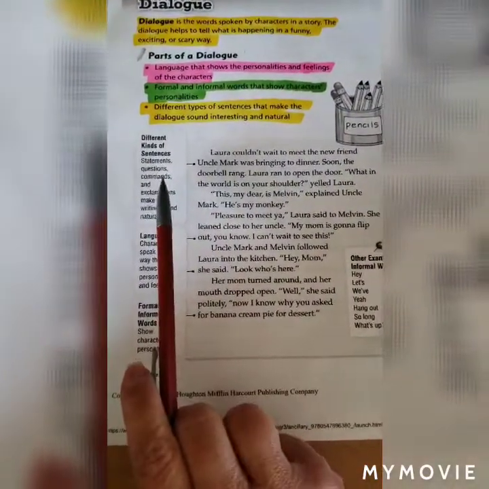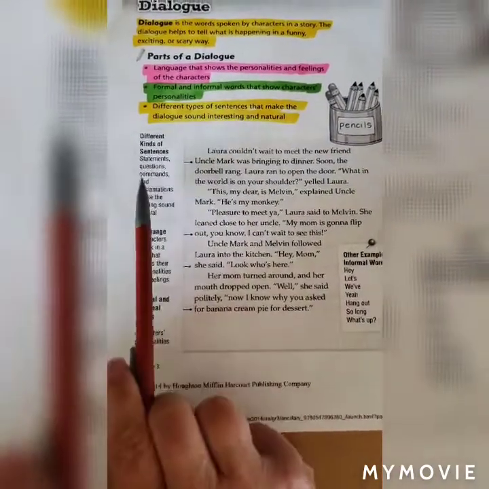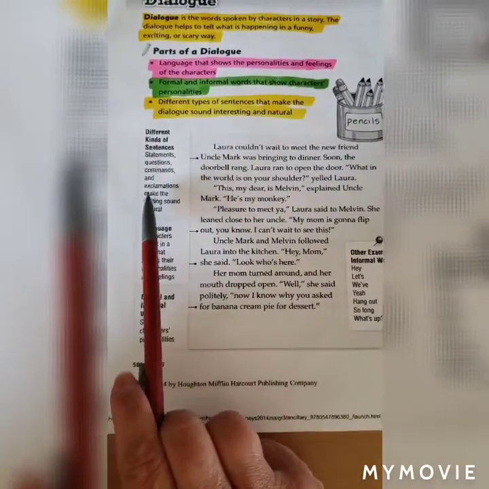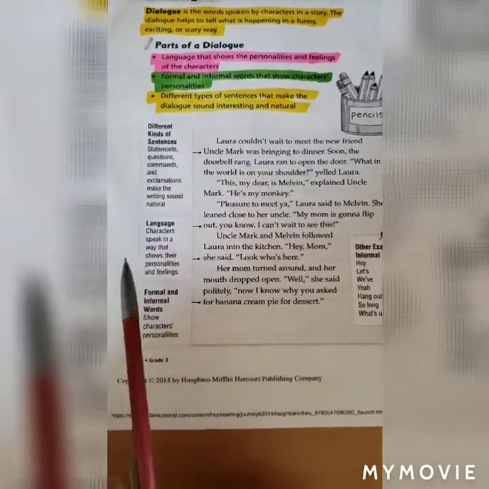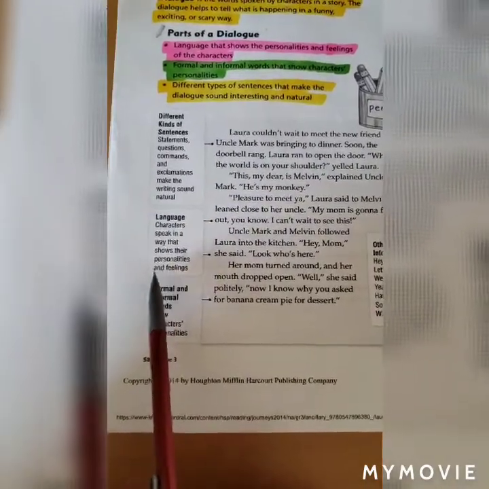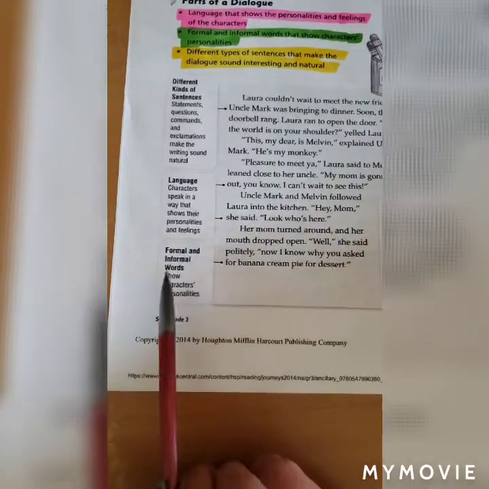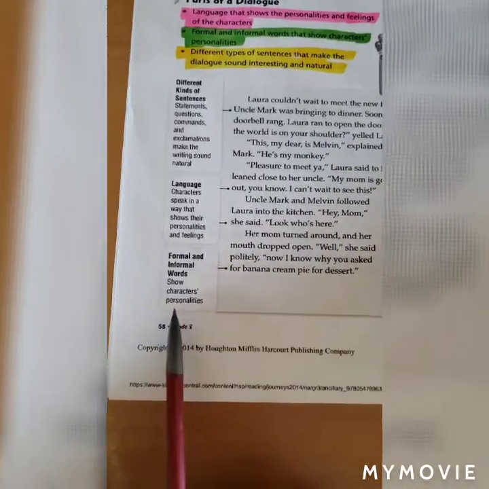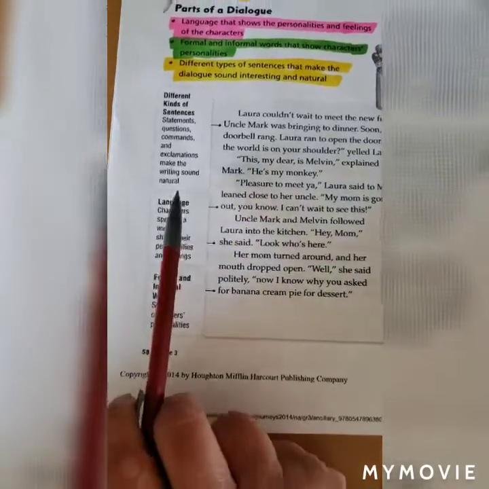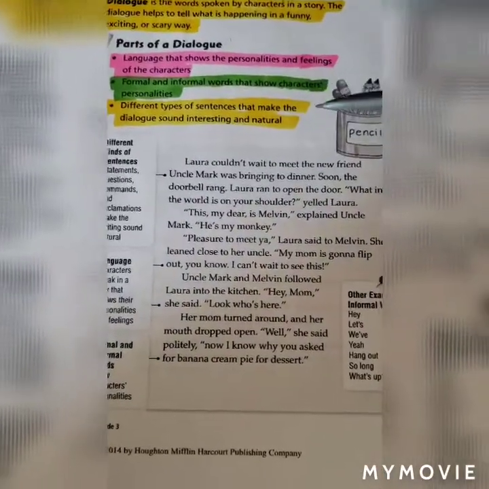Down here, I have a definition of different kinds of sentences. It's the same as up there, but it gives me a little bit more information. It says statements, questions, commands, exclamations. Here is language, and it mentions that they speak the way that shows their personality and their feelings. And lastly, the formal and informal words, and that can help show their personalities. So these 3 boxes are very much like the parts that I highlighted.